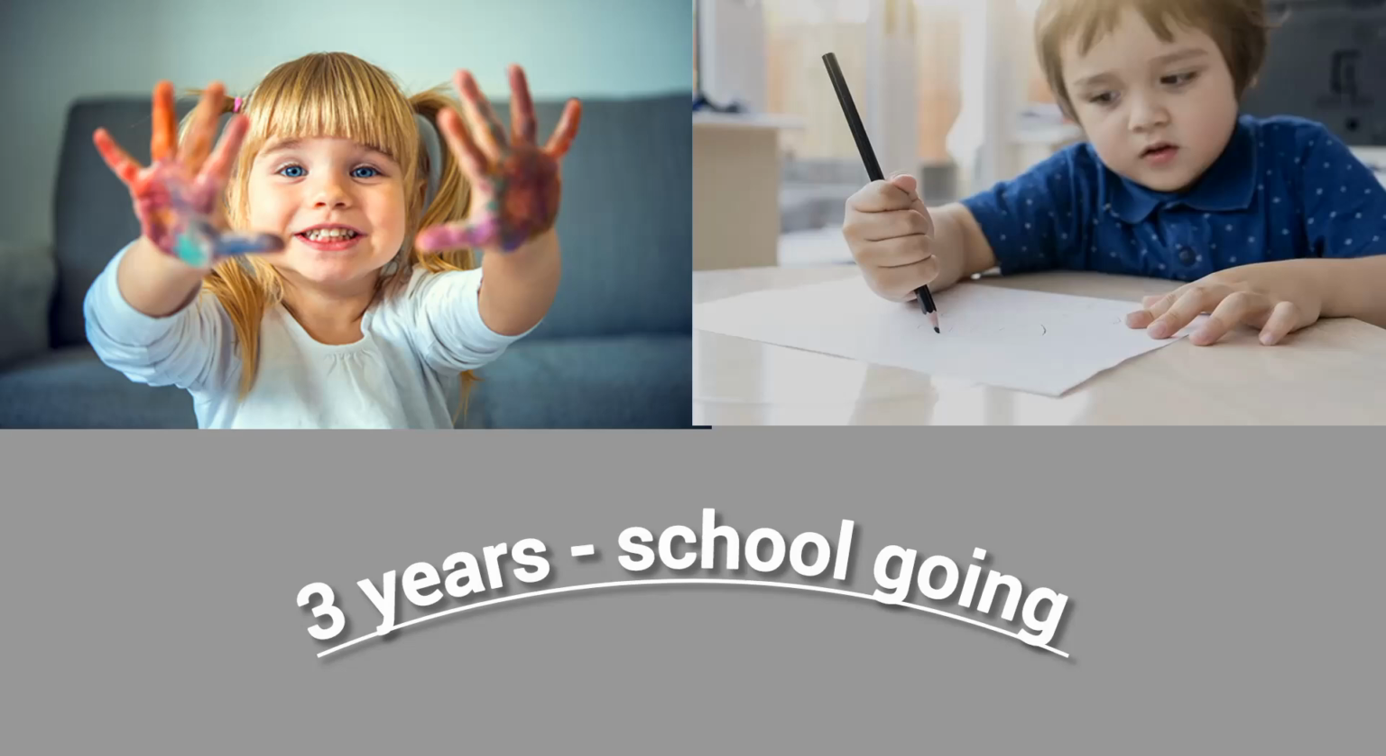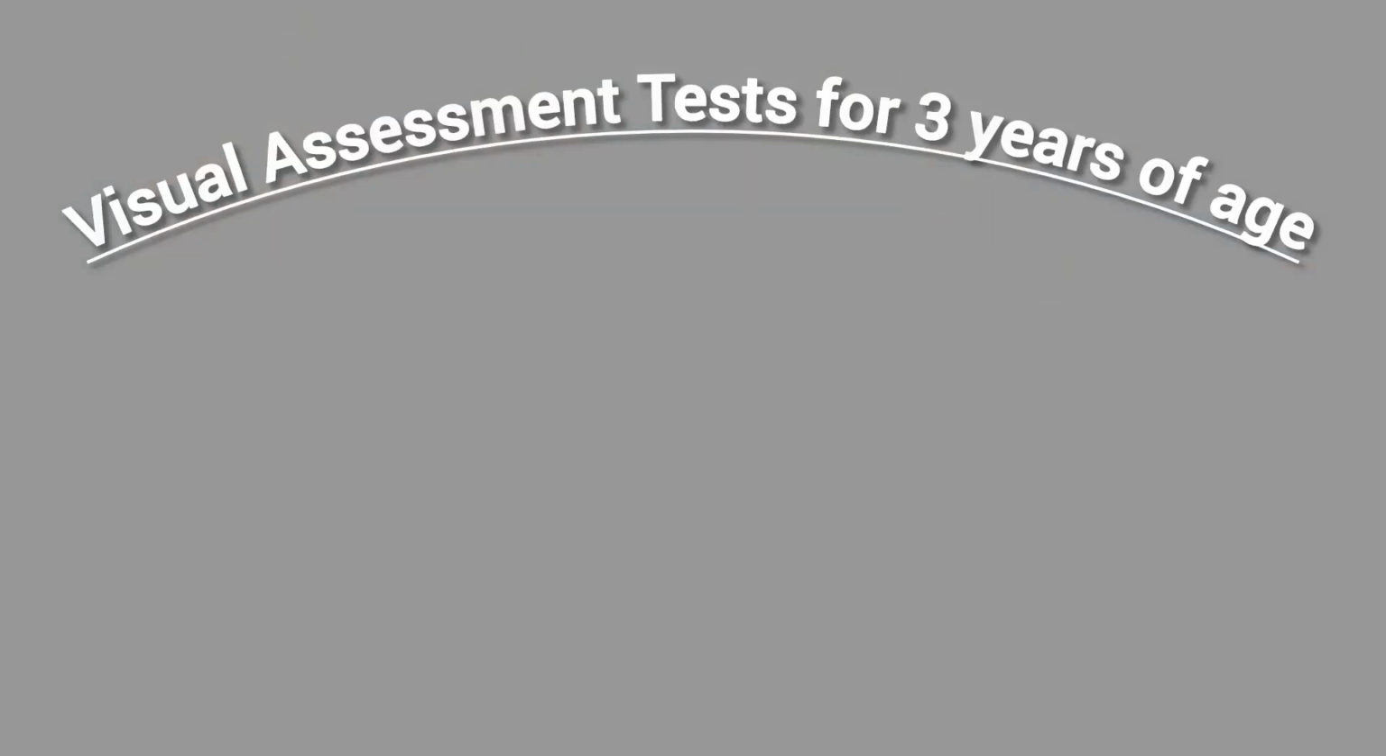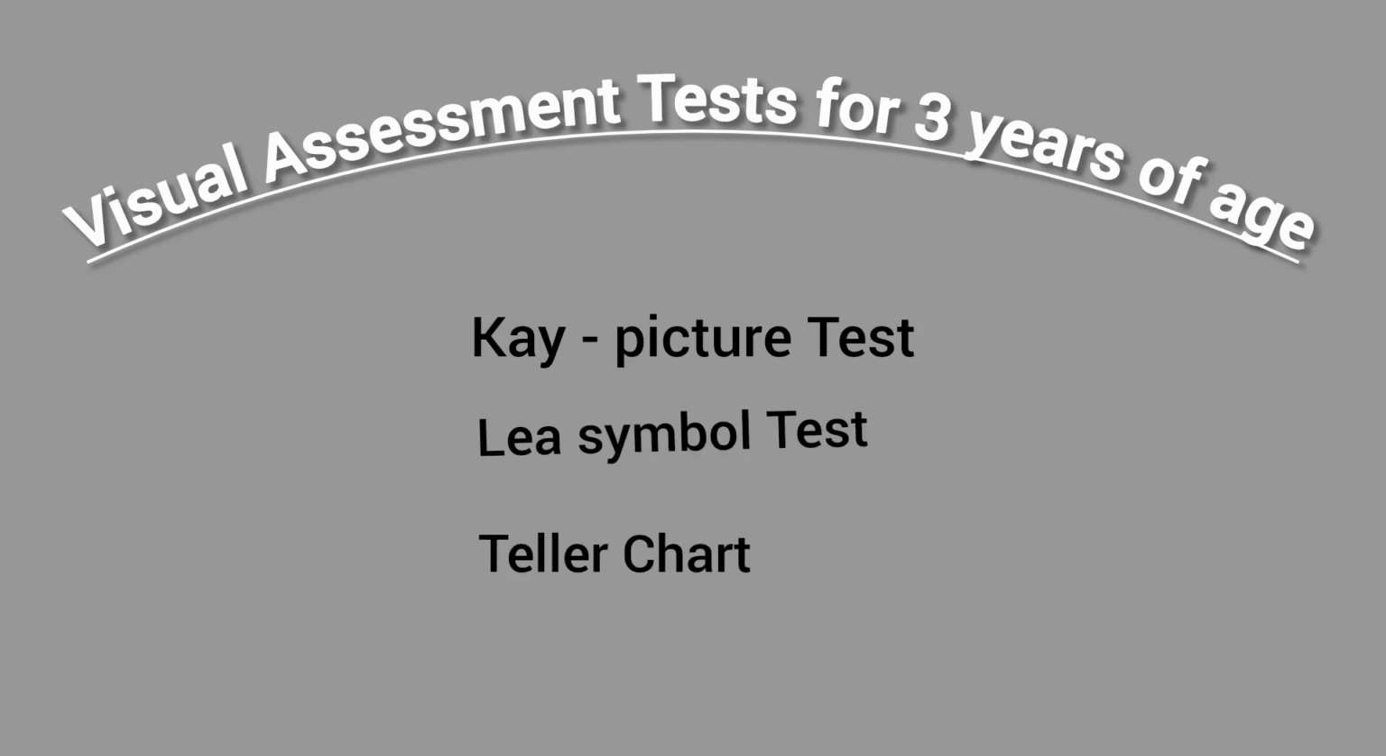So in that case, the tests you can do for this type of kid are the K picture test, Leah symbol test and the Teller acuity chart. The K picture and Leah symbol tests have some pictures on them, like a tree, sparrow, car or any other pictures, and you ask the kid whether he can identify them, and if he can identify them, it means that the patient has vision and is able to see. It's similar to the Snellen chart, but the difference in the case of the K picture is that instead of alphabets you have pictures, right?